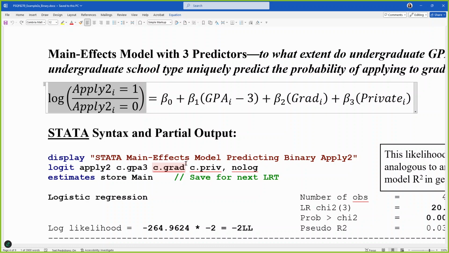That's what I'm predicting. And I'm predicting it from a fixed intercept, which is going to give me the expected outcome when all my predictors are 0, as usual. Beta 1, which is going to tell me how GPA affects the probability of going to grad school. Beta 2, which is whether or not you have a parent who went to grad school. And beta 3 is if you went to private instead of public university.